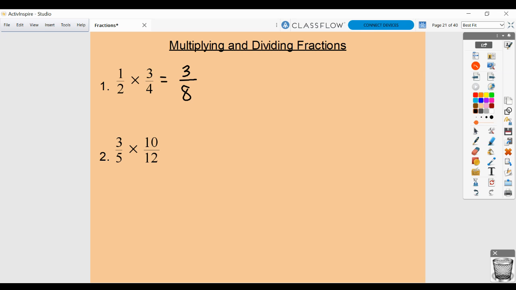Okay, the next one, we have 3/5 times 10/12. 3 times 10 is 30. 5 times 12 is 60. You want to simplify that down. 30 goes into 60 2 times, so it's 1/2.